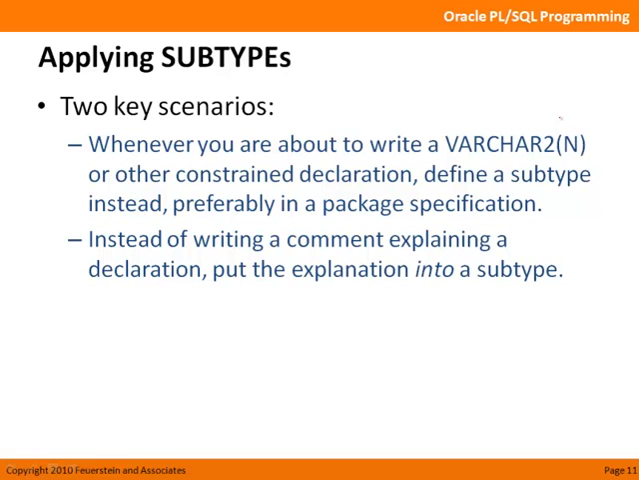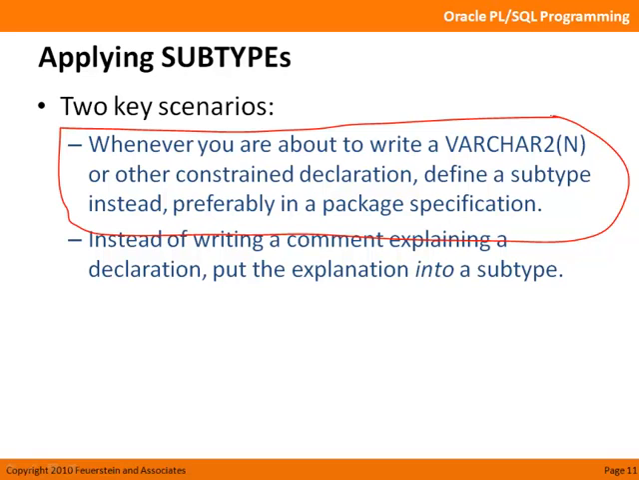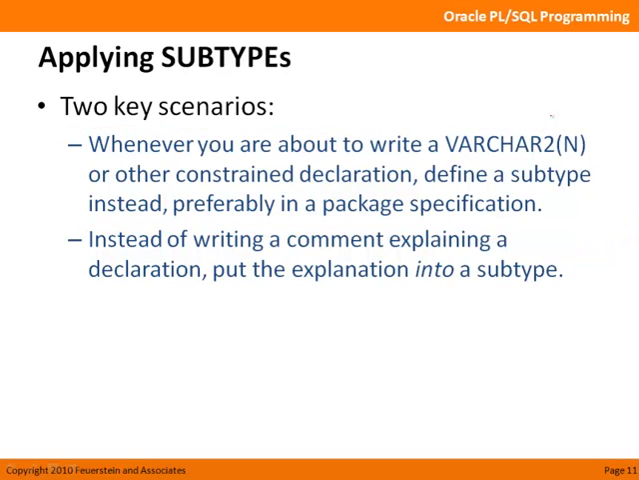To write a varchar2 declaration, a constrained declaration, stop and ask yourself, what kind of assumption am I making here? Is it really possible to say it's never going to be bigger than 300? Or am I always going to declare my variables to be like 32,767 because that's the maximum length allowed in PL/SQL now? Well, instead of doing that, or instead of even writing a comment explaining the way you declared things, put your explanation into the subtype itself.